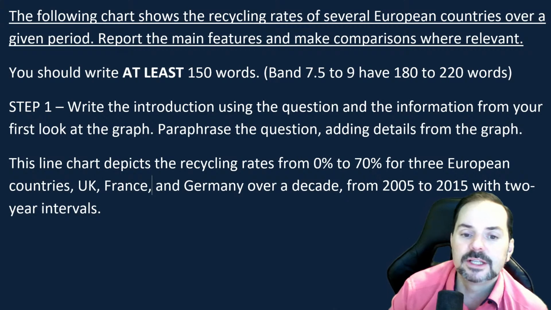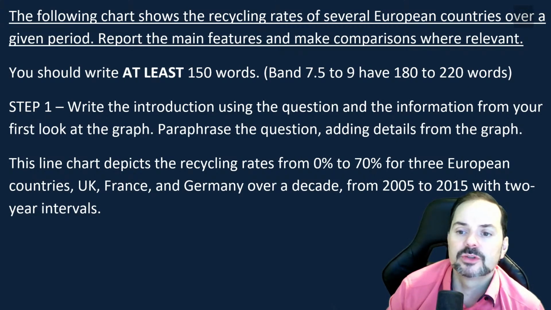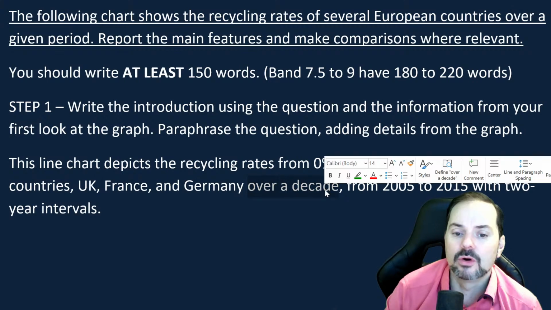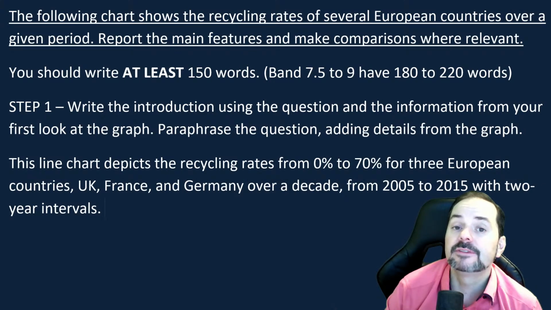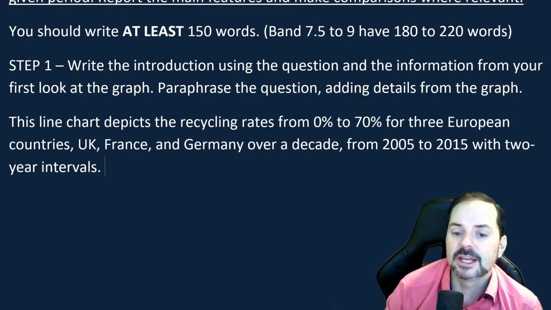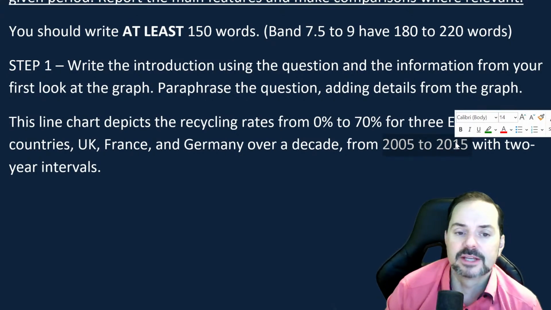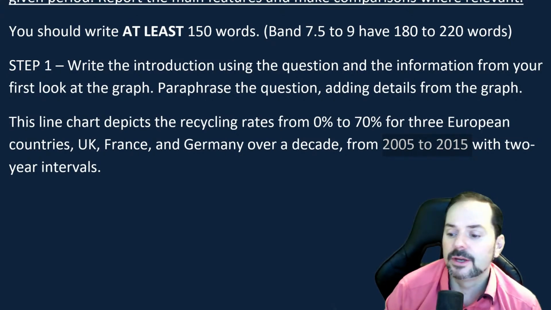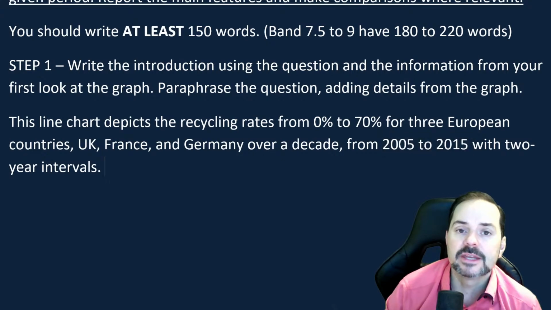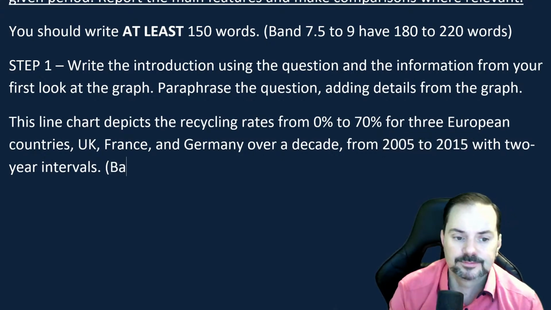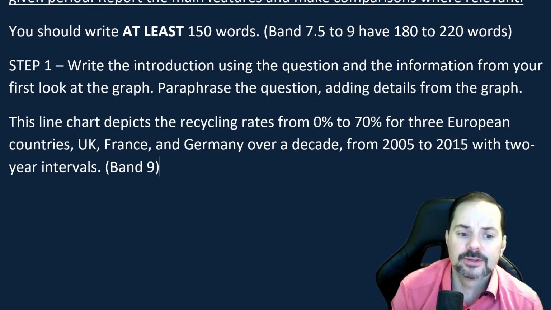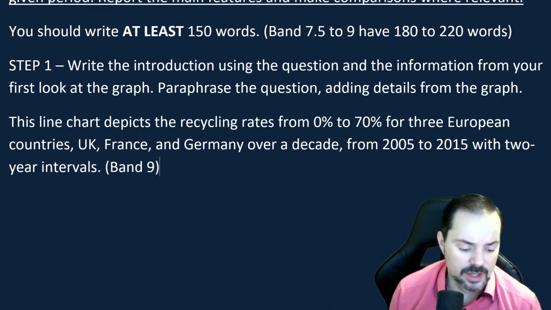Okay, so more details. And here it says in the original question, over a given period. Well, we can see that that's not just a given period, but it's over a decade. So I use over a decade, and then I even define it further, stating from 2005 to 2015 with 2-year intervals. Okay, that is your Band 9 introduction. It's accurate, it's clear, it's got a lot of detail.